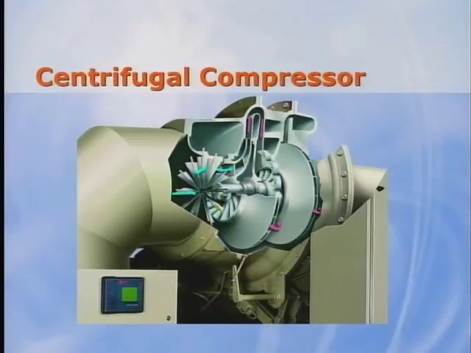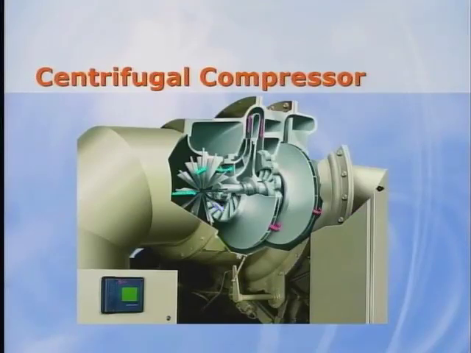A centrifugal compressor uses the principle of dynamic compression, which involves converting one form of energy to another. In this case, the conversion of kinetic energy to static energy increases the pressure and temperature of the refrigerant as it moves through the compressor. This process is achieved through the use of a rotating impeller.